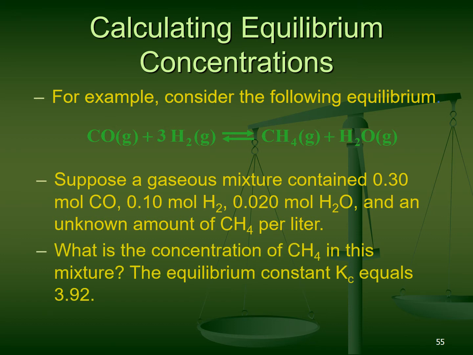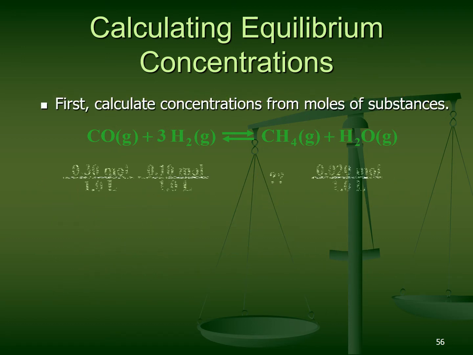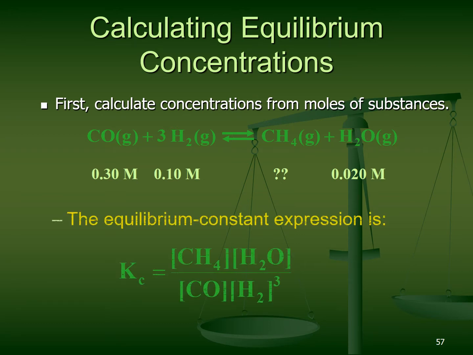Well, as long as we know the K value, we can do it. So the Kc equals 3.92, and let's plug that in. Be careful, like I said, to first divide by the volume. In this case, that's 1 liter, so that's not too hard. 0.3 molar CO, 0.1 molar H2, 0.02 molar H2O, and we want to know what the CH4 is.